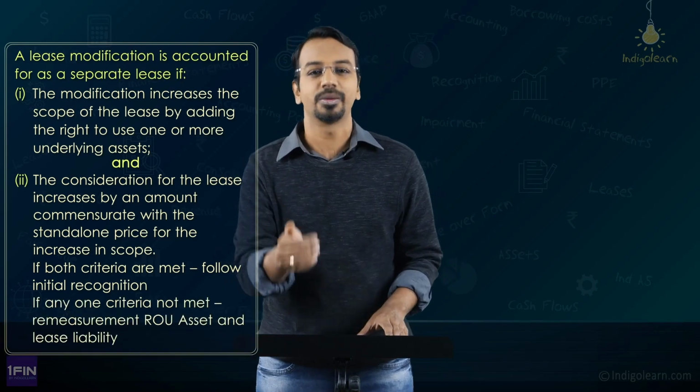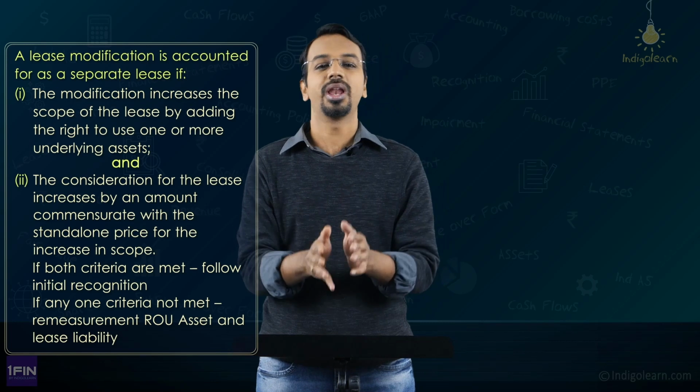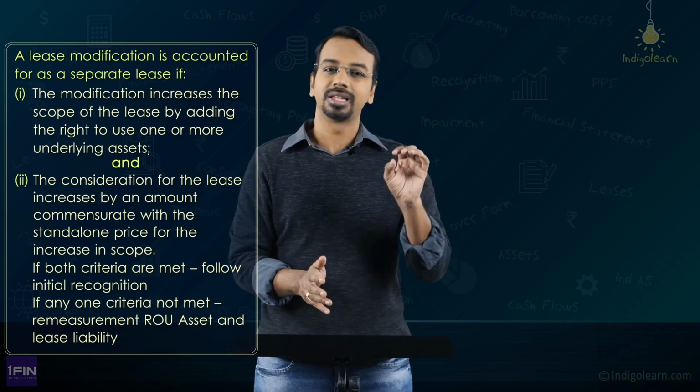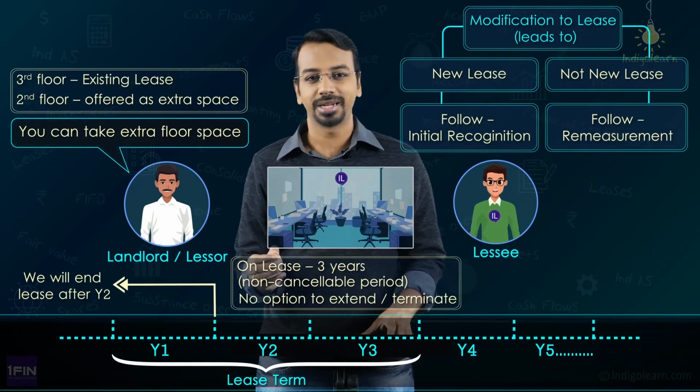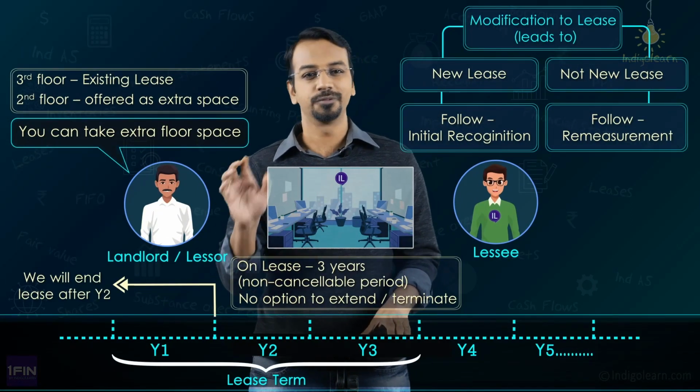Okay. So, if this part is clear, we can move on to the next part where the lease modification is not a separate lease. In that case, you will have to modify or remeasure the right of use asset and the existing lease liability. So, if the modification is a separate lease, you will account for it separately. There is no confusion in that.